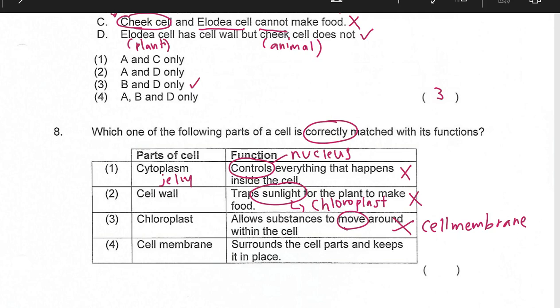Okay, cell membrane surrounds the cell parts and keeps it in place. Alright, yes, it surrounds, and it also makes sure that it doesn't go into other kinds of places. That's true as well. Now, looking at both, all the answers seem to be cell membrane is the only possible answer, because we are looking at a true statement.